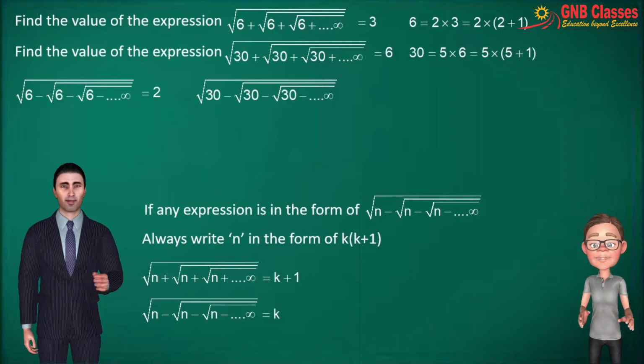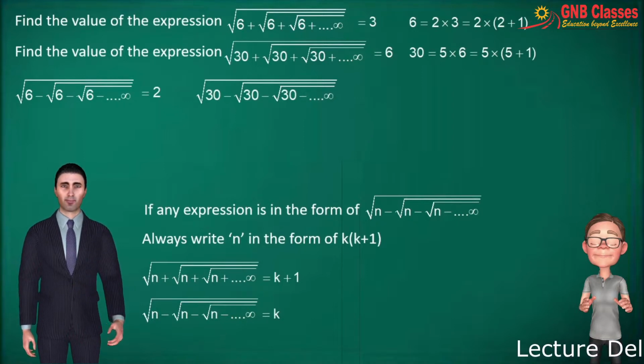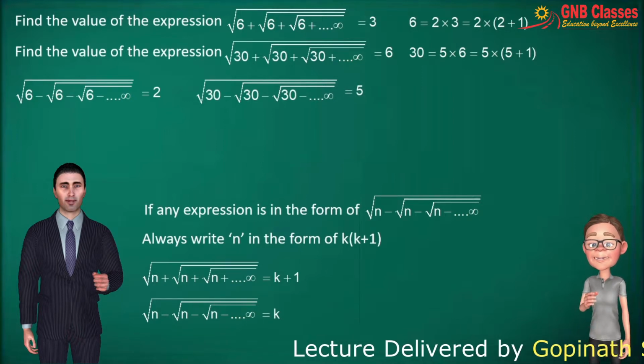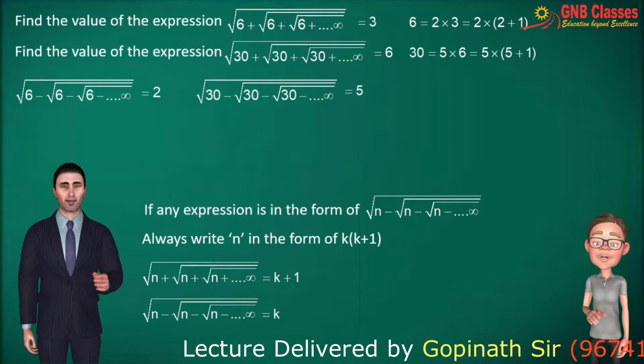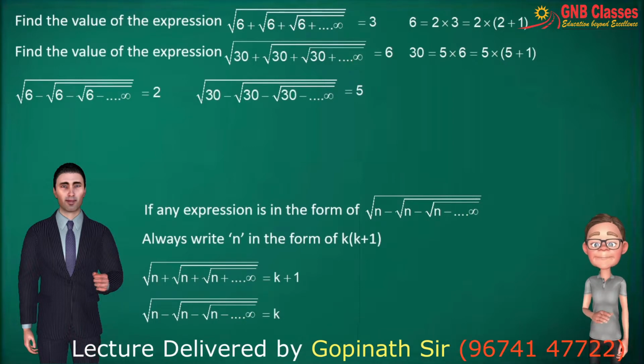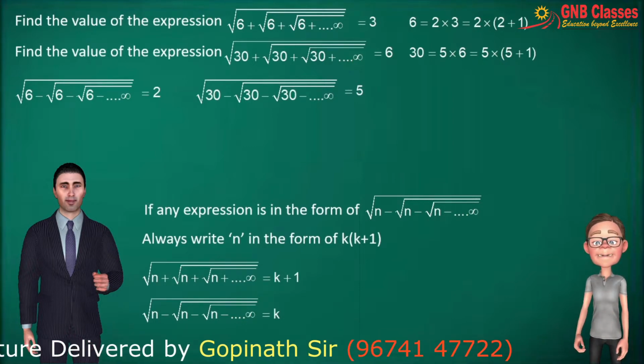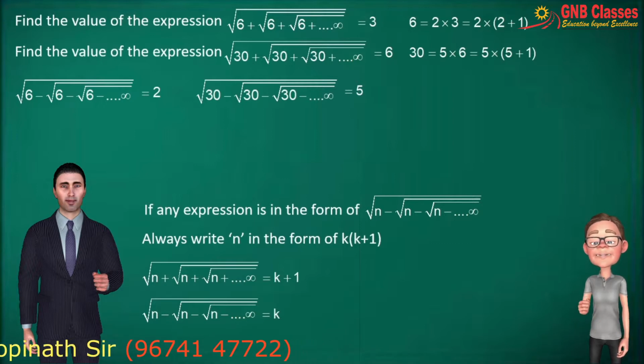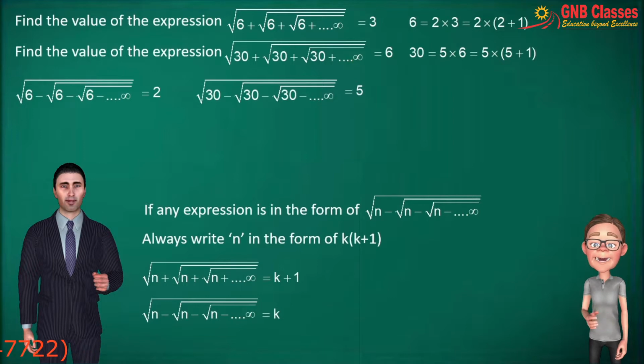Sir, allow me to give the answer. Okay, Tom, give me the answer with proper explanation. Here the value of the expression will be 5. Because 30 is written as 5 into 6. Here k is 5. As in the expression we have a minus sign in between, so, as you taught us the trick, the answer will be k. That is 5. Am I correct in explaining the problem, sir?